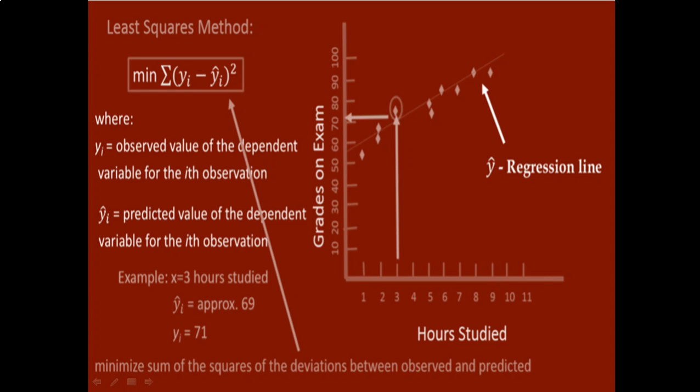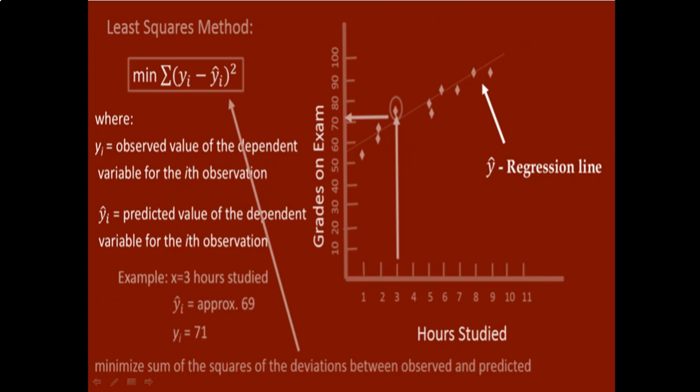Please take a look. When we look at this graph, we find that we want to minimize the deviation or the distance between the observations and this line as much as we can, and we can find it by minimizing the summation of yi minus y hat squared, which is the least squares method, where yi is the observed or actual value of the dependent variable, and y hat is the predicted value of the dependent variable.